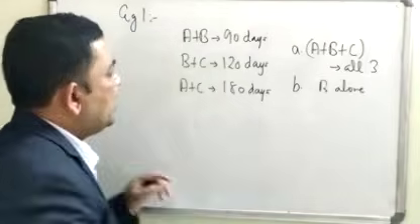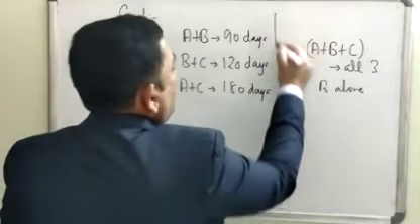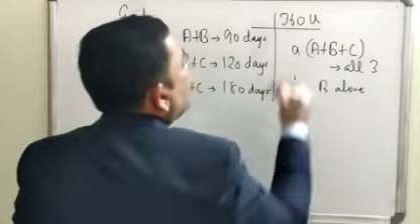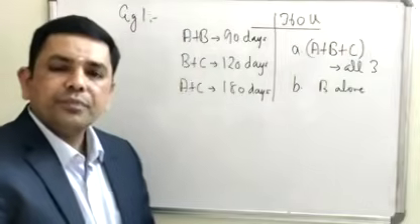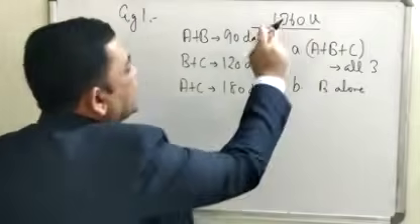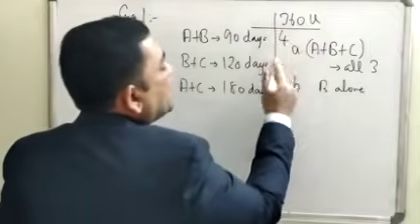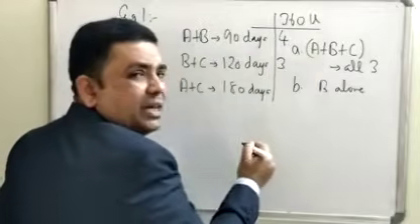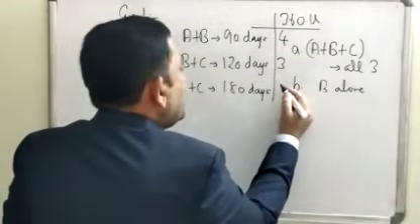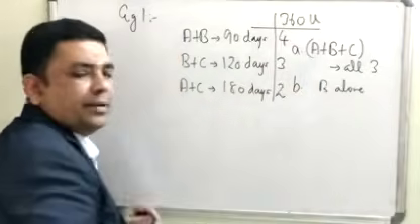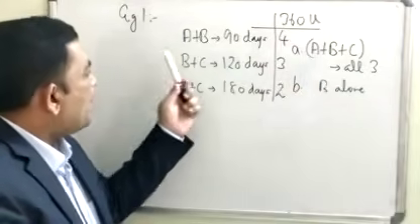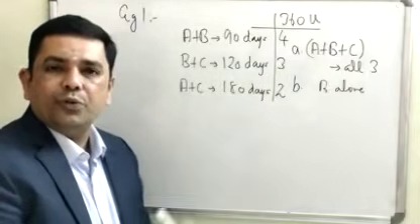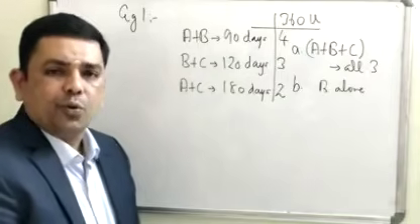How will we approach a question like this? The first thing that we will do is we will take this as 360 units. So if the total task is 360 units, that means A plus B is 4 units, B plus C is 3 units, and A plus C is 2 units. Alright? So A plus B is 4 units, B plus C is 3 units, and A plus C is 2 units. Now what we will do?